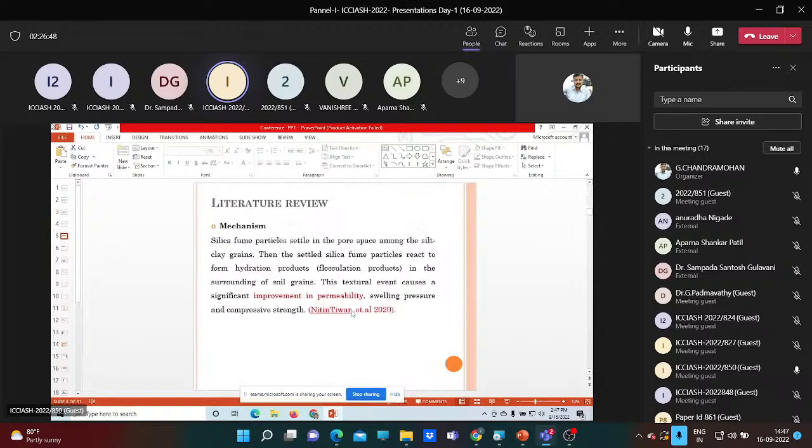Coming to certain literature reviews, these are the literature reviews on how silica fume can be utilized in stabilization properties.